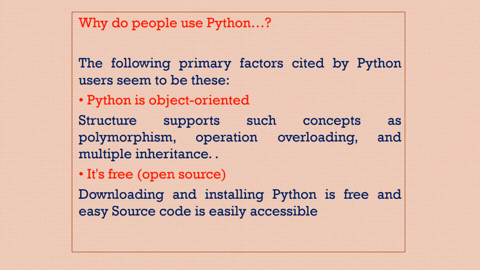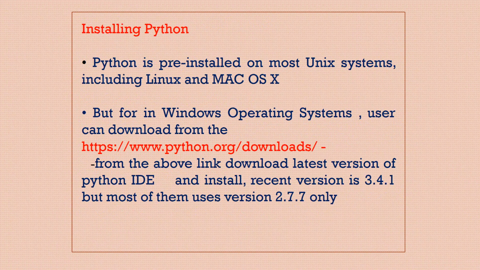Number one, Python is object oriented. That means all the concepts of object oriented programming, like polymorphism, operator overloading, multiple inheritance, and so on, can be easily implemented using Python. Python is open source, it's free. Downloading and installing it on your machine is 100% free, and the code is also easily accessible.